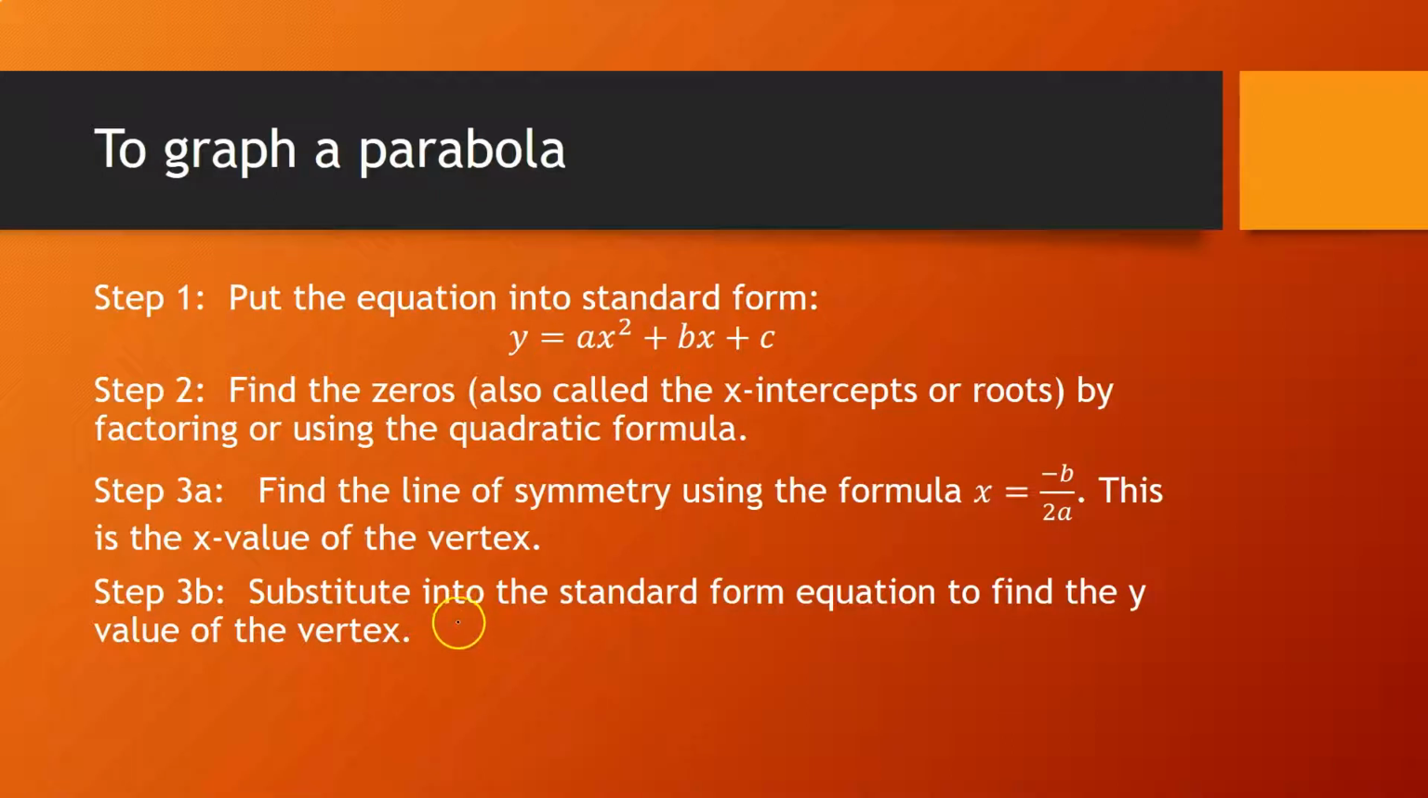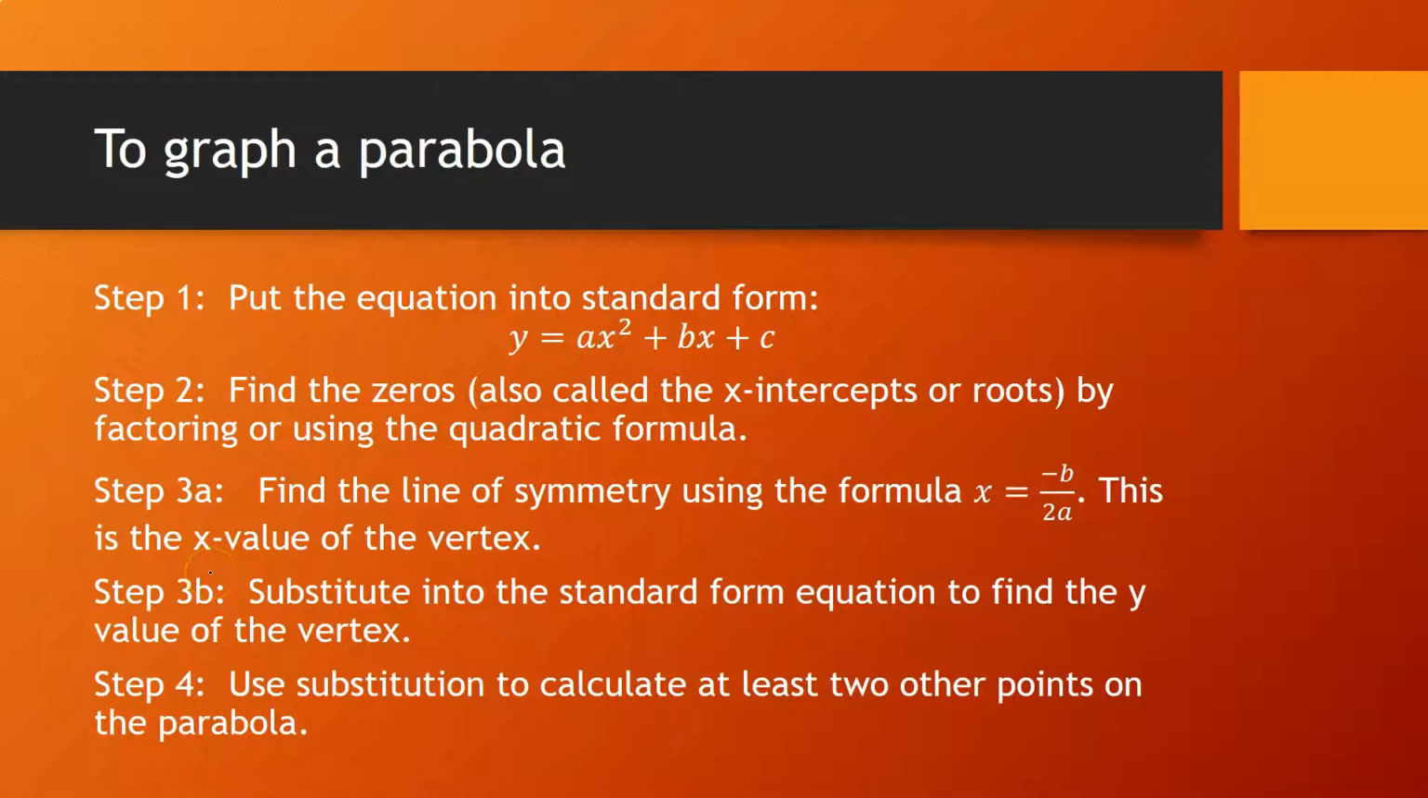That vertex will always be some point (x, y). Remember, the x value comes from the line of symmetry. The y value comes from you substituting back into the standard form. And then step 4 is using substitution to calculate at least 2 other points on the parabola. You usually want a total of 5 points to be able to fully flesh out your parabola. Make sure you've written all of these steps down before we move forward to the next slide.